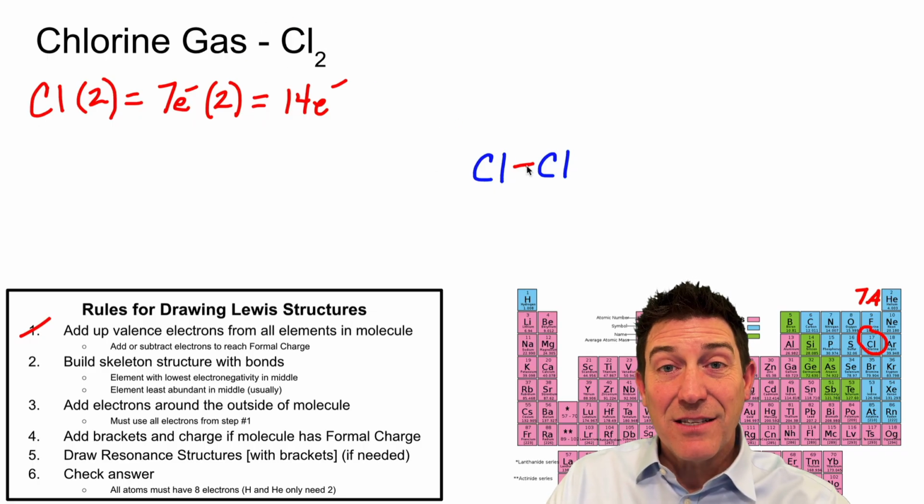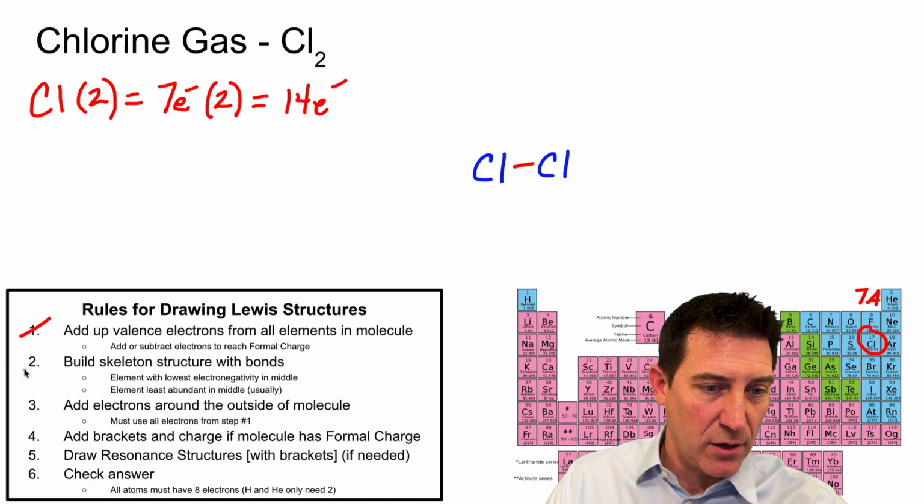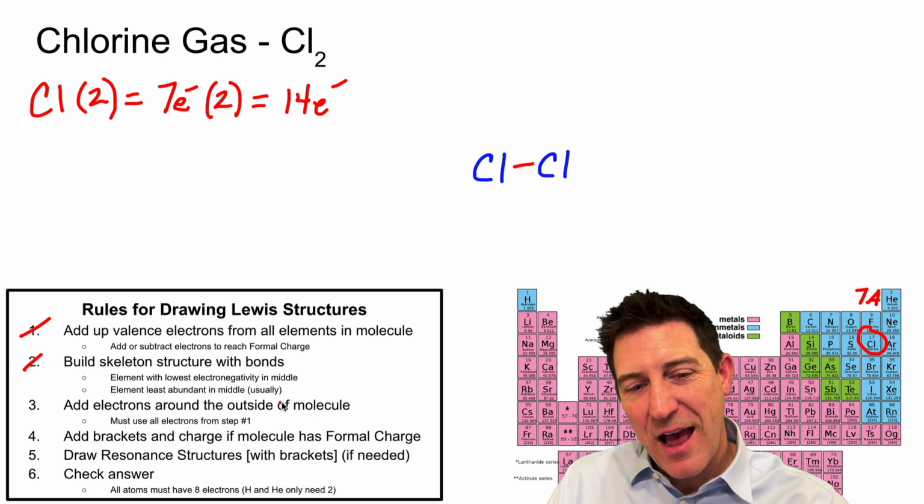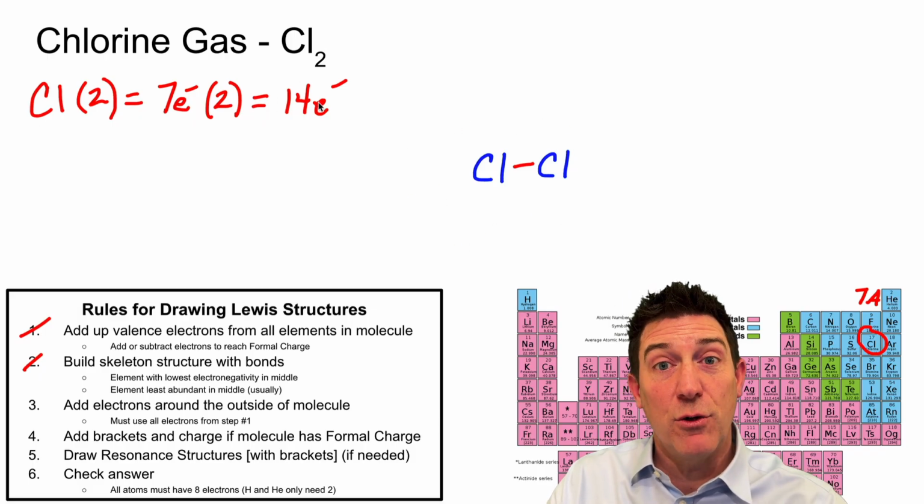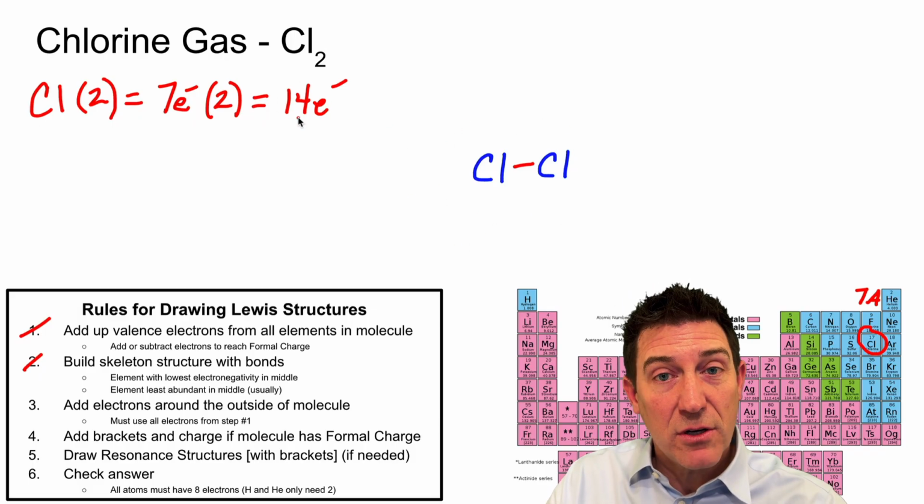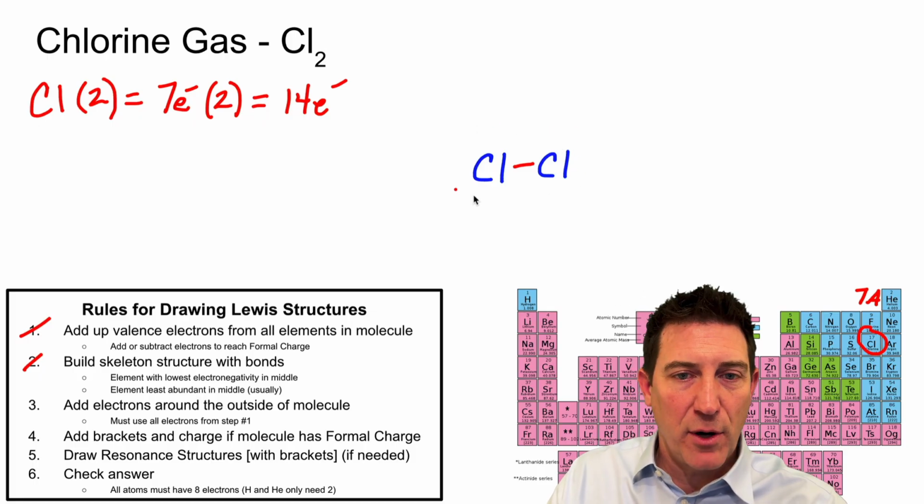Now, the lines, if you remember correctly, represent 2 electrons. And this rule right here says I need to add all the other remaining electrons around the outside of the skeleton structure till I've used 14. I can't use 13, I can't use 15, it has to be 14. So I've used 2 so far. I'm just going to start to put them around the outside edge.